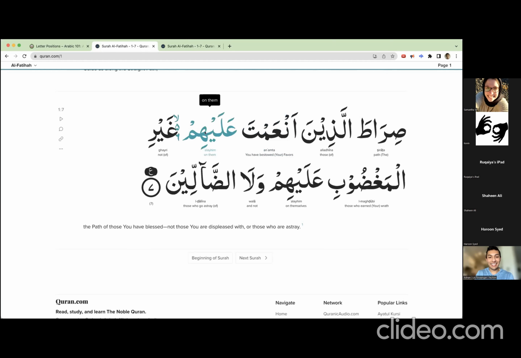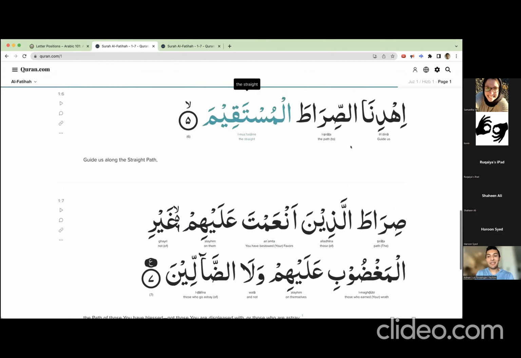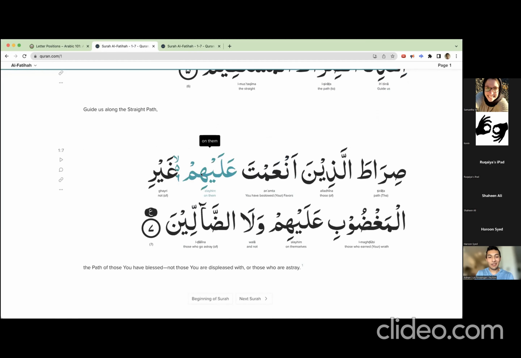alai, and then this is ya, alai, and then this is a ha. So we've seen the ha before. This is at the beginning, and this is the ha within the midst of a word. So alayhi, he, and then the meme, alayhim. So essentially here so far, the path of those whom you have been pleased upon them, right?